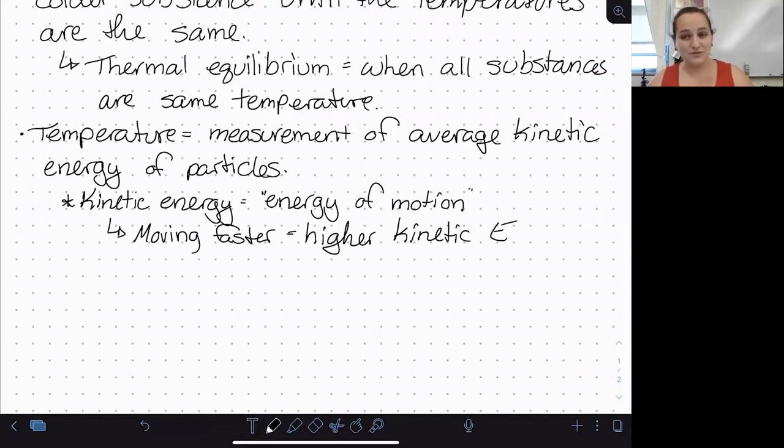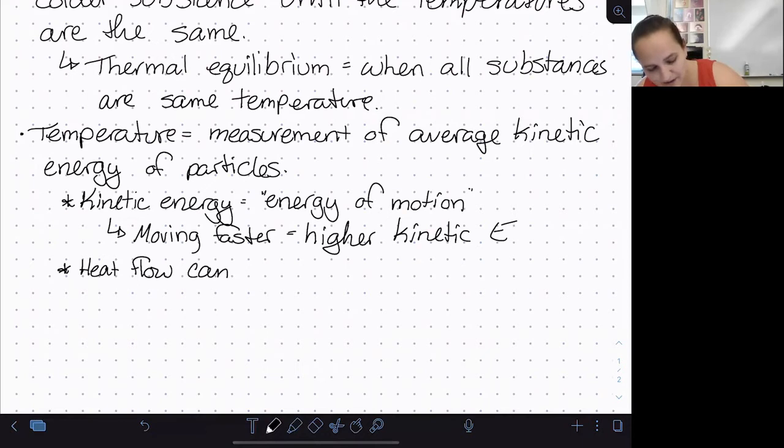So temperature is a measurement. Kinetic energy is an amount of energy that a particle or a substance contains. Heat is how that energy moves from one substance to another. So to summarize this in a sentence, heat flow or heat transfer can change the kinetic energy of a substance.